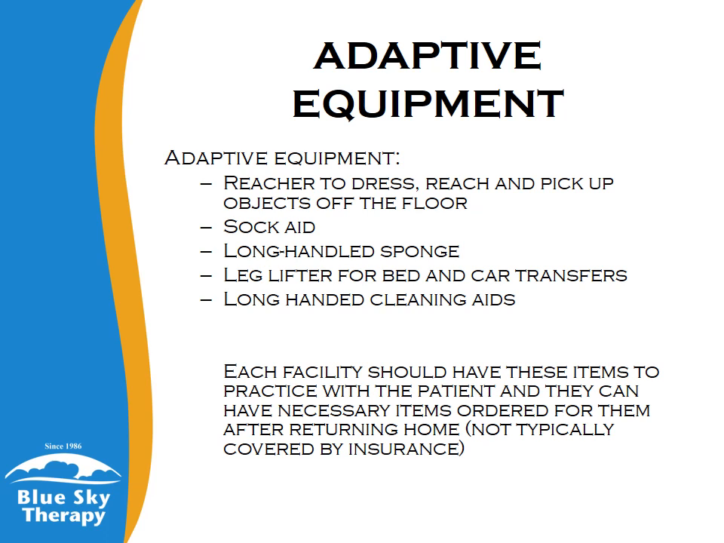Adaptive equipment. The resident will need a reacher to dress and reach and pick up objects off the floor. They will need a sock aid, a long-handled sponge, a leg lifter for the bed and car may be needed, and possibly long-handled cleaning aids if they're going home alone and will be cleaning. Each facility should have some of these items on hand to practice with, and they can have necessary items ordered for them after returning home.